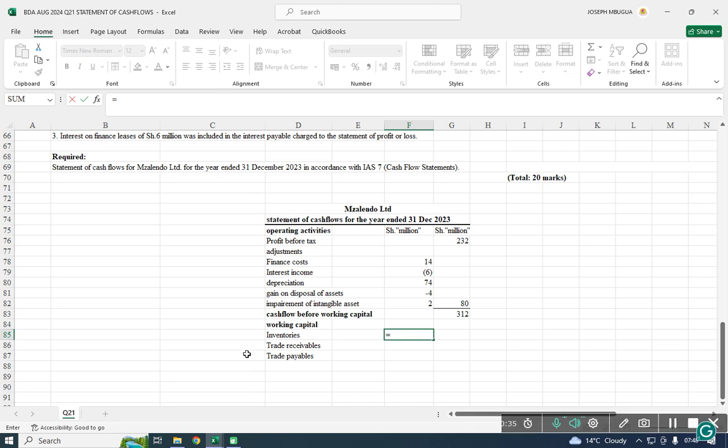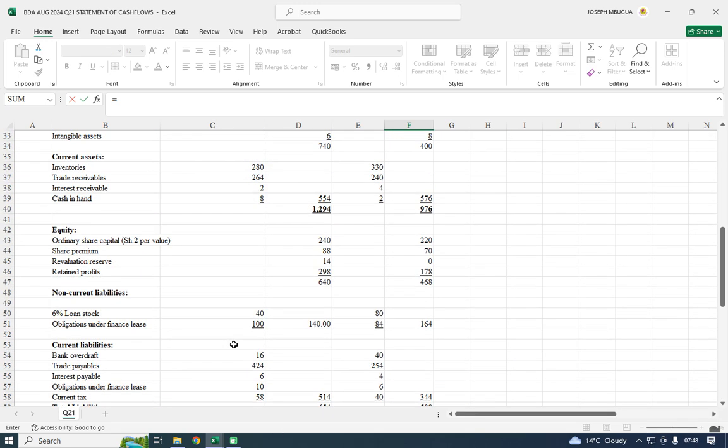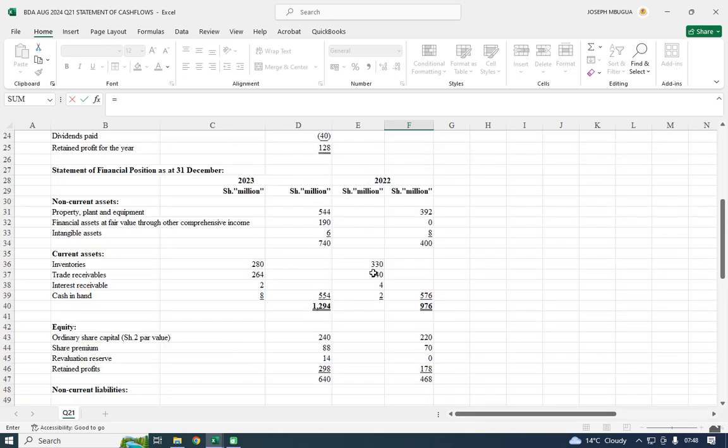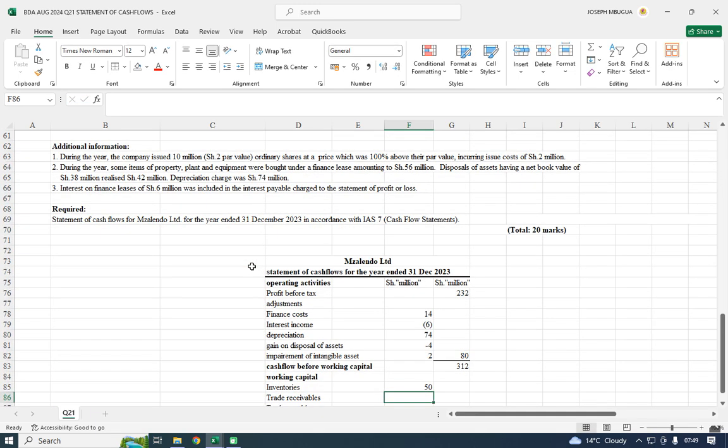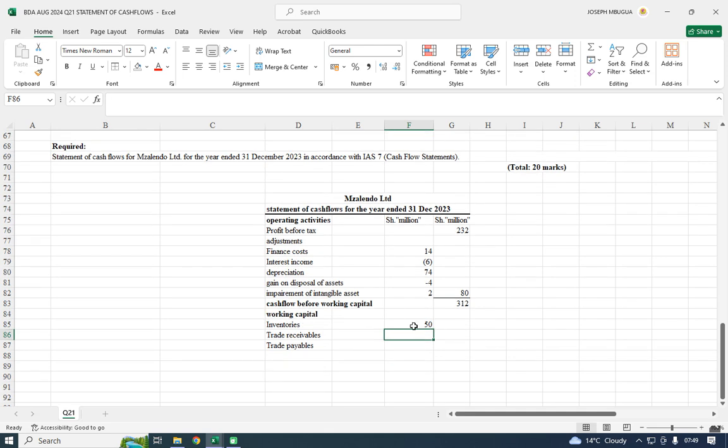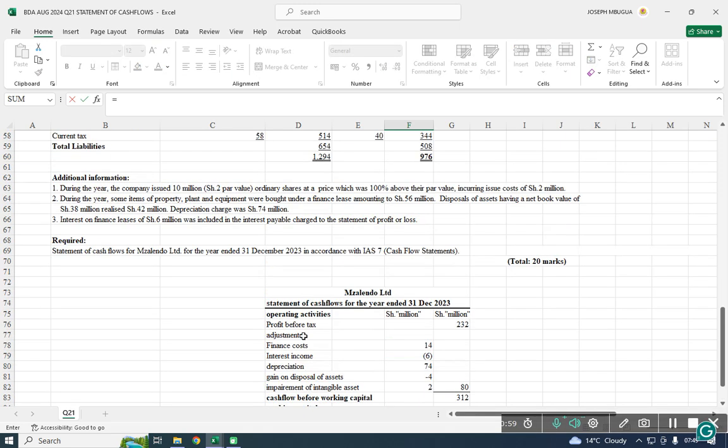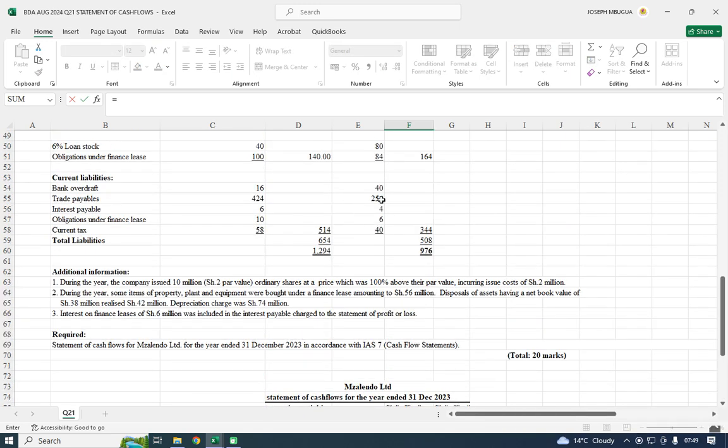When you look at our inventory movement, in 2022 we had 330, but in 2023 we had 280. So we had a decrease. A decrease in inventory is normally an inflow, an inflow of 50. For the other one, the receivable, it was an increase, so we had an outflow of 24. For the payable, we started with this and ended up with 424, so it was an increase.